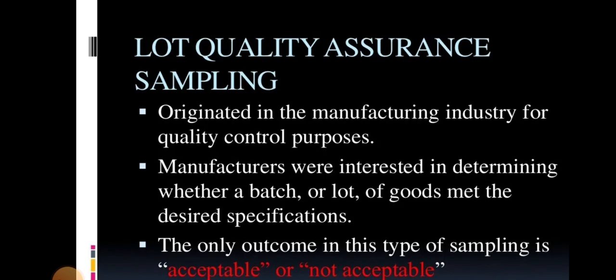Next comes lot quality assurance sampling. It originated in the manufacturing industry for quality control purposes. Manufacturers were interested in meeting the desired specification. The only outcome in this type of sampling is acceptable or not acceptable.